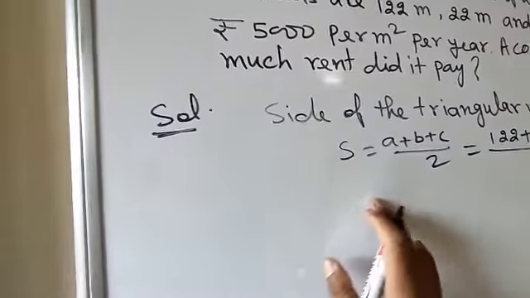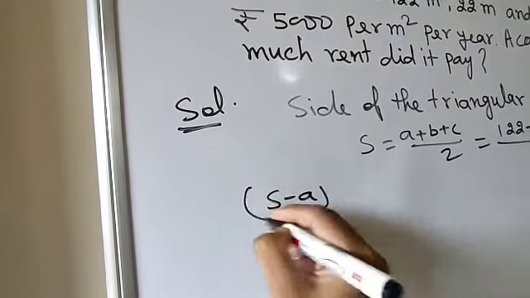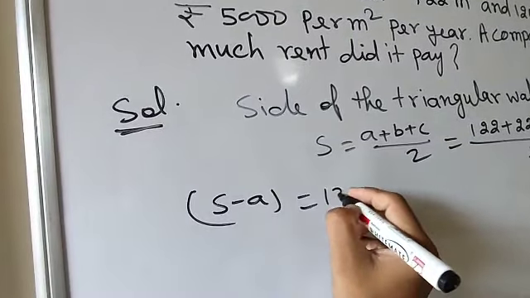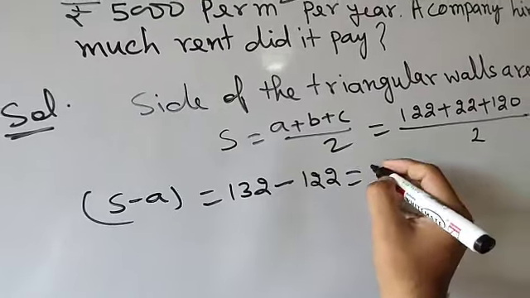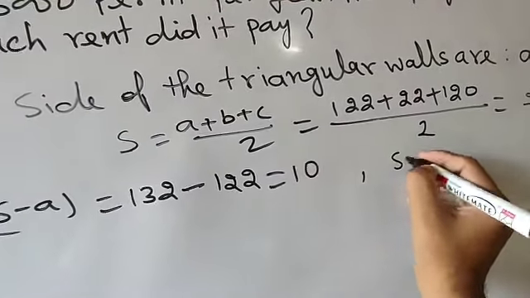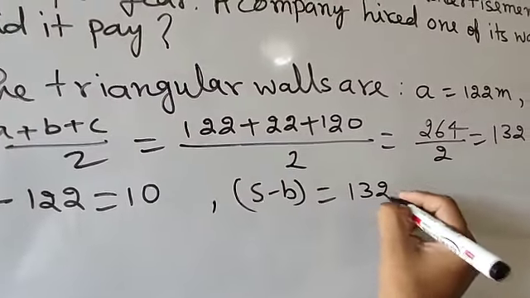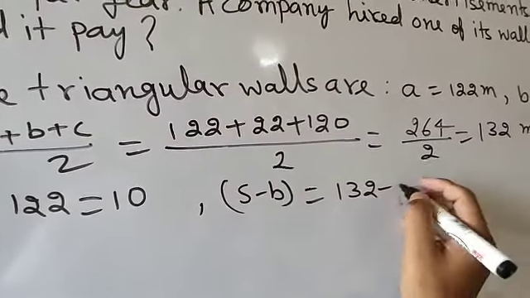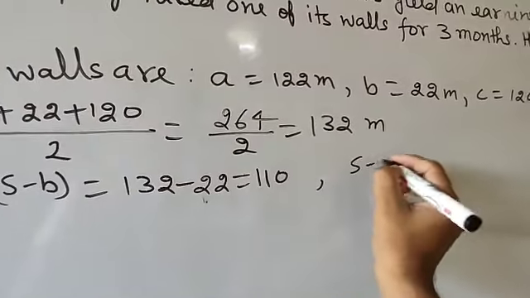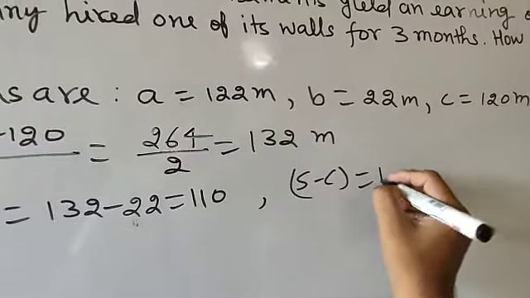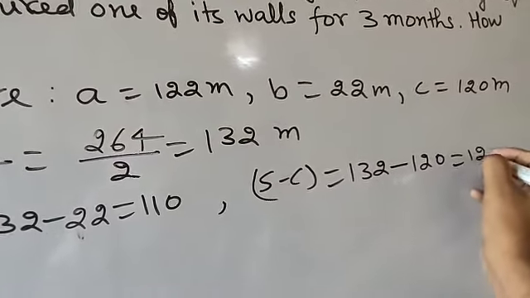Now in the formula S minus A, S minus B, S minus C are required. So I am going to find it here. S minus A equal to 132 minus 122, that is equal to 10. In the same way, S minus B equal to 132 minus 22, B the second side is 22, that is equal to 110. And S minus C equal to 132 minus 120, that is equal to 12.